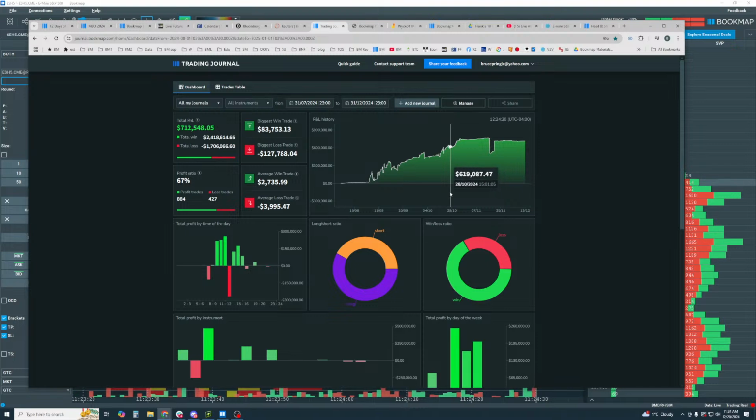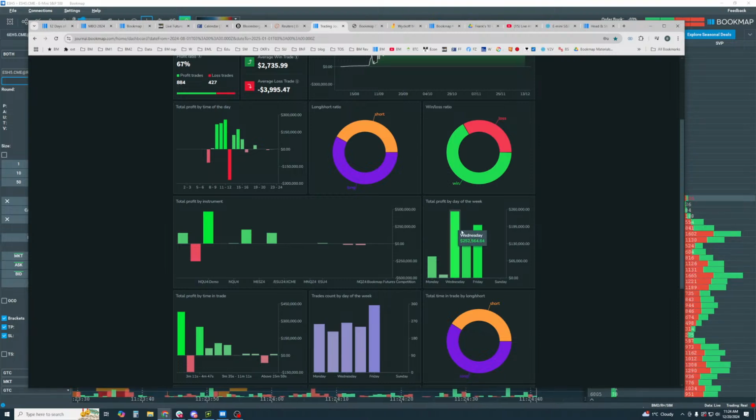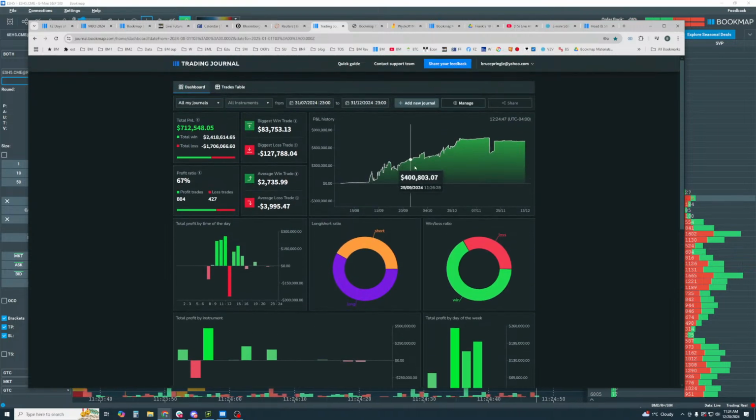But anyway, you can look at your profit by the day of the week. Obviously I had some pretty big winners here on some of these days. Boy, trading some size in here really kind of blew out some of these statistics.